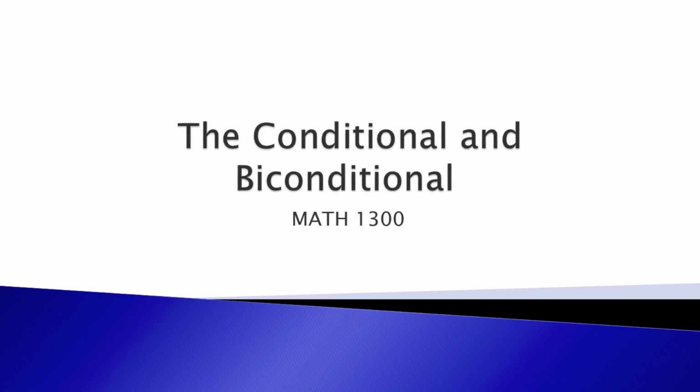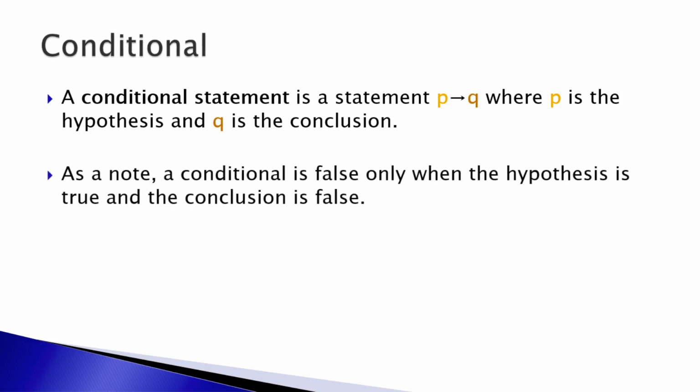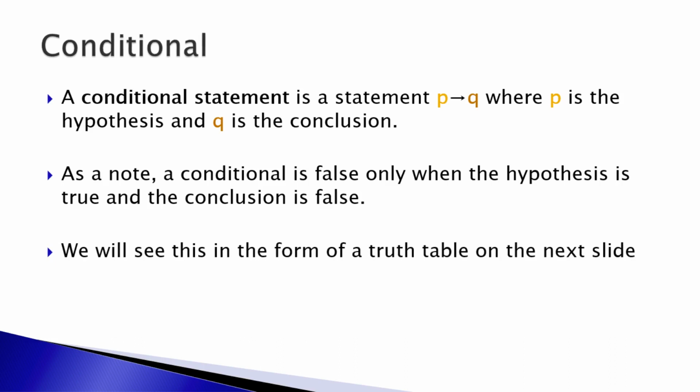Hello, today we're going to be talking about the conditional and biconditional statement. The conditional. A conditional statement is a statement P implies Q, where P is the hypothesis and Q is the conclusion. As a note, a conditional is false only when the hypothesis is true and the conclusion is false. We will see this in the form of a truth table on the next slide.